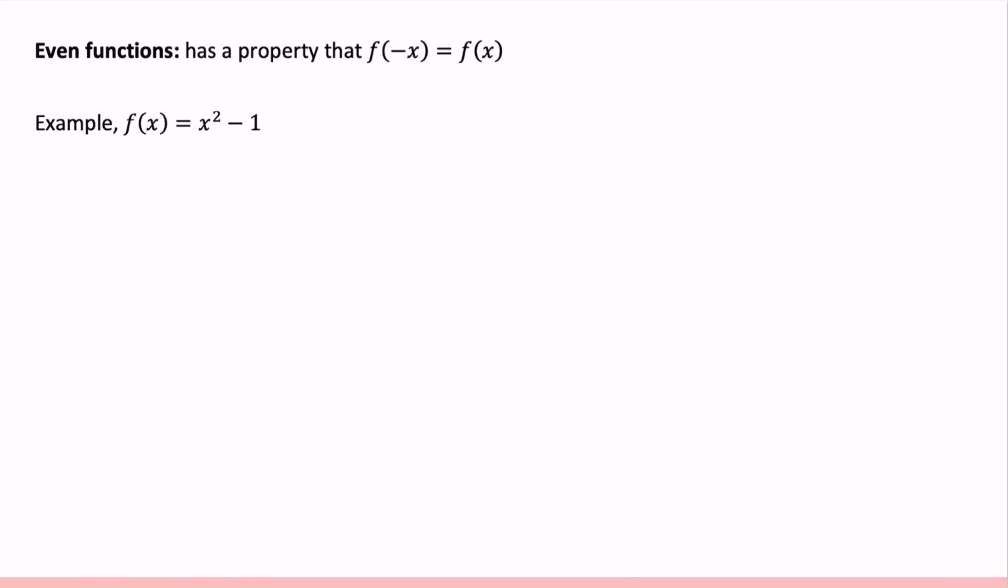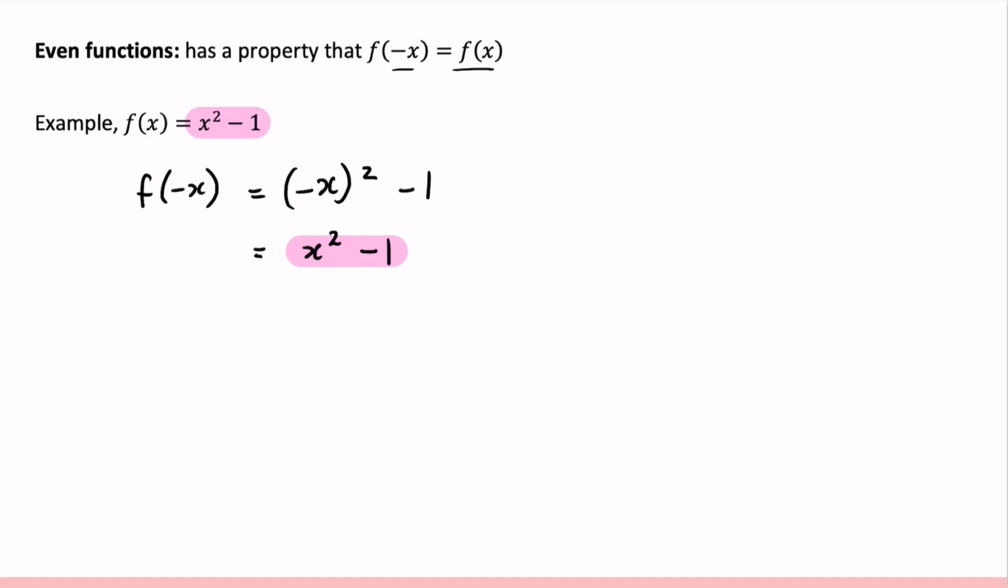Even functions have the property that if you substitute in negative x, it's equal to f of x, so the original function. So let's test that out. I'm going to substitute in negative x into here. Can't really do much with the negative one. Negative x squared, so anything squared will always be a positive, so that'll be x squared minus 1. So you can see that the function that I've ended up with is exactly the same as the original function that I started off with. And that is the definition of an even function.